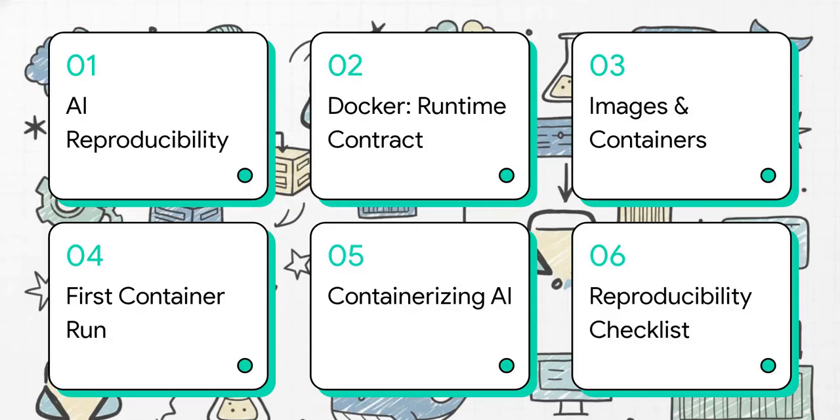All right, so here's how we're going to fix this. First, we'll name the beast, the reproducibility problem. Then, we'll introduce our hero, Docker. We'll get into the core ideas of images and containers, run our very first one, then apply all that to a real AI workflow. And we'll wrap it all up with a super useful checklist.